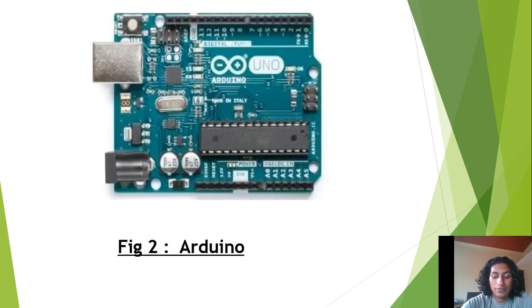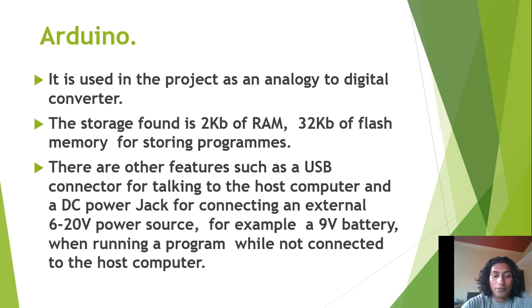Next item is Arduino. Actually, it is used in this project as an analog to digital converter. The Arduino board features an ATmega328 microcontroller operating at 5 volts. The storage found is 2 KB of RAM, 32 KB of flash memory for storing programs, and 1 KB of EEPROM for storing parameters.